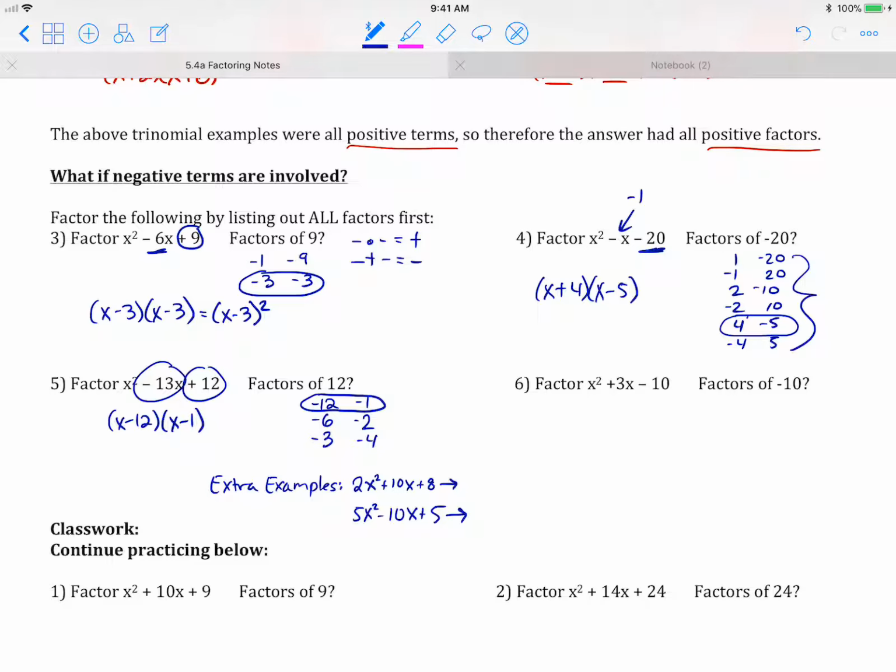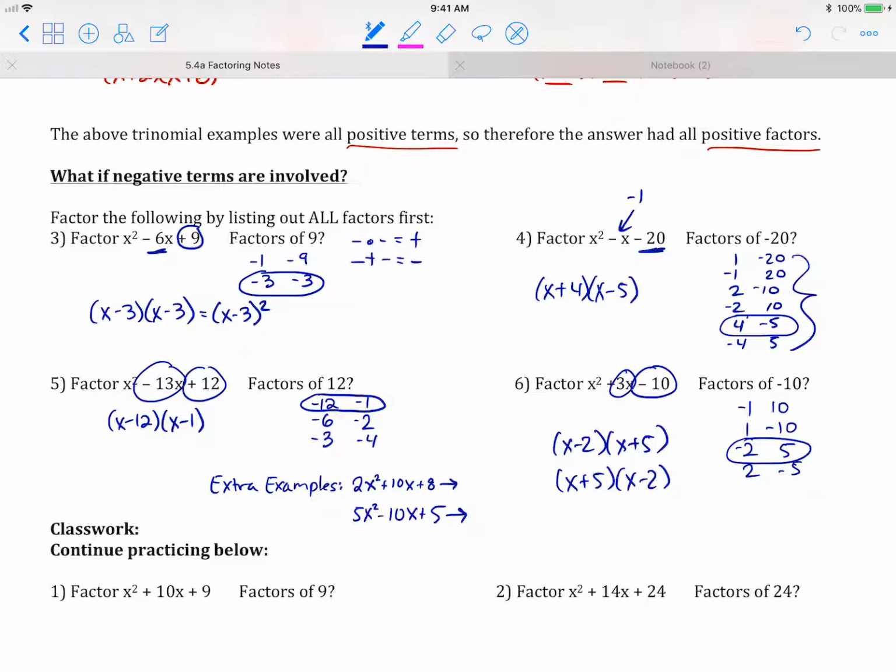And here we go. Again, we've got a negative on the end. So that means one of our factors is going to be negative and one's going to be positive. So negative 1, positive 10, positive 1, negative 10, negative 2, positive 5, positive 2, negative 5. Which of those factors would add to give us a positive 3? Right there. So I'm just going to fill it in with my negative 2 and my positive 5. Once again, it doesn't matter if I wrote it like this. It's the same answer, so don't get hung up on the order there.